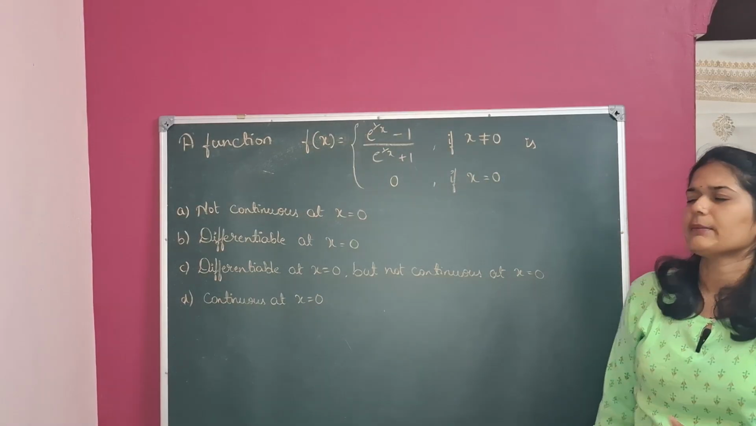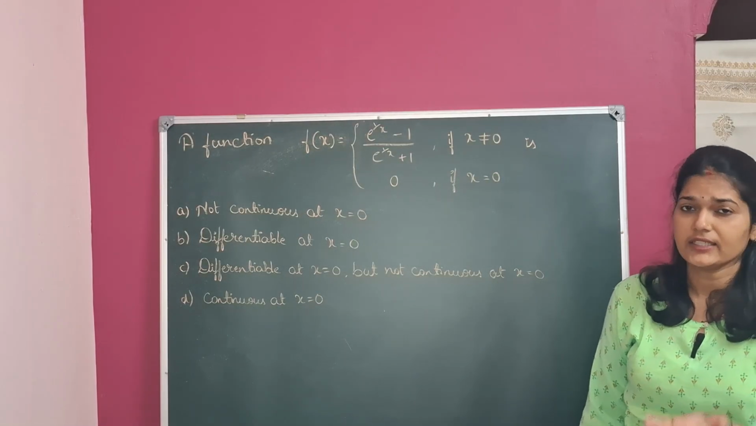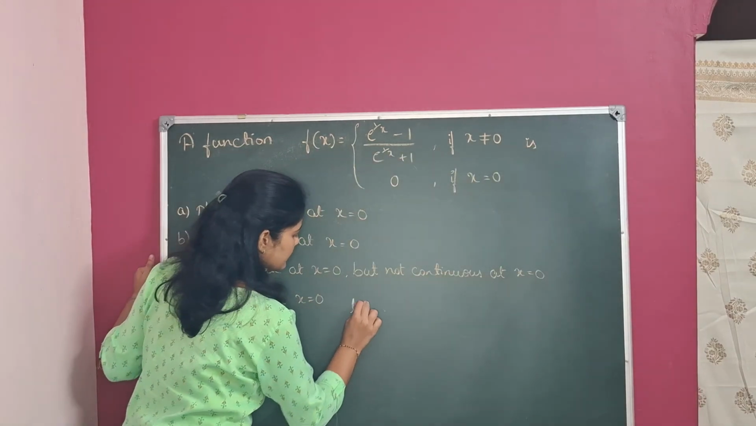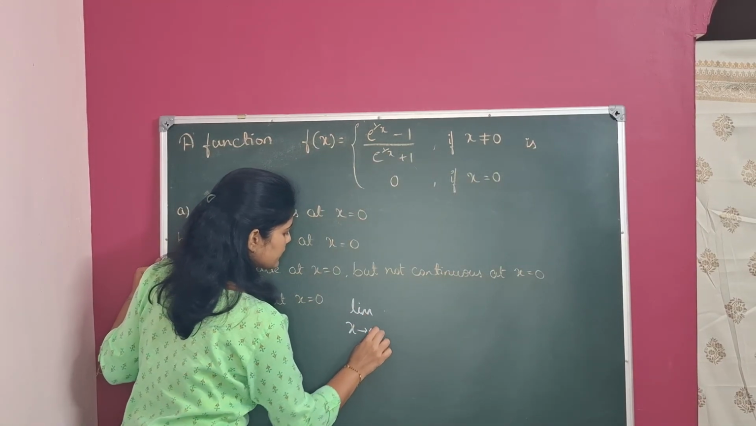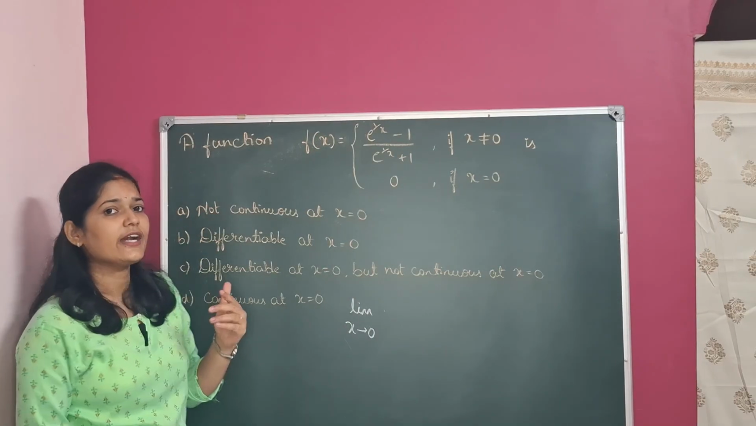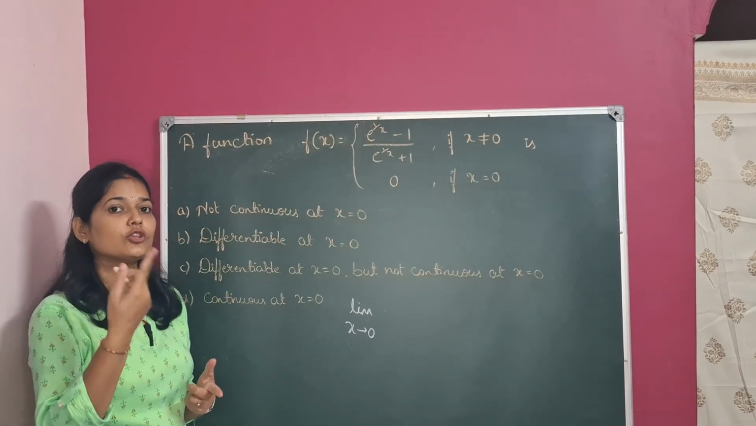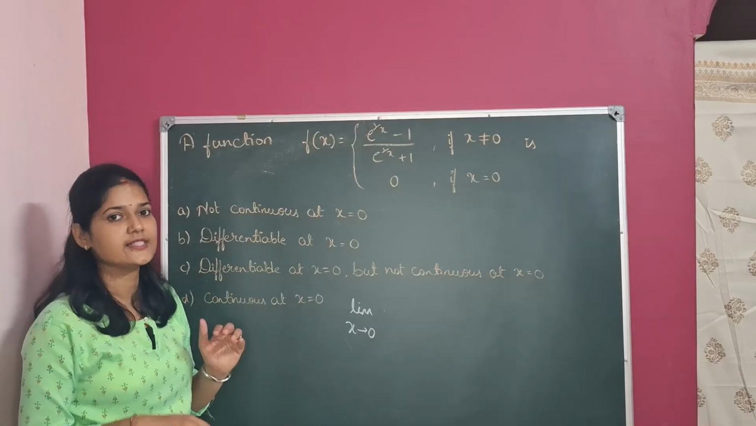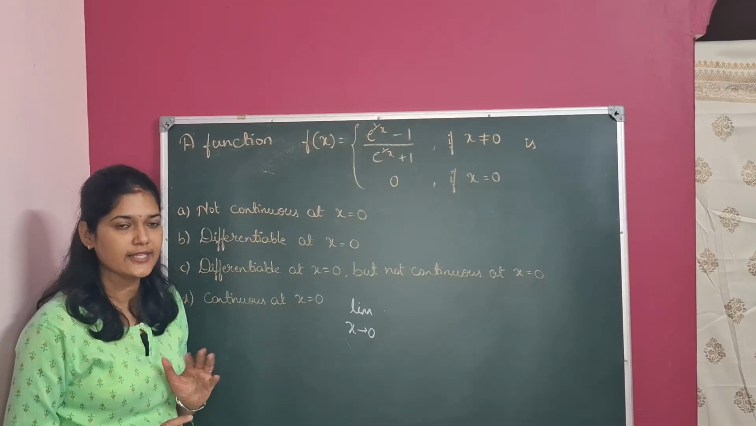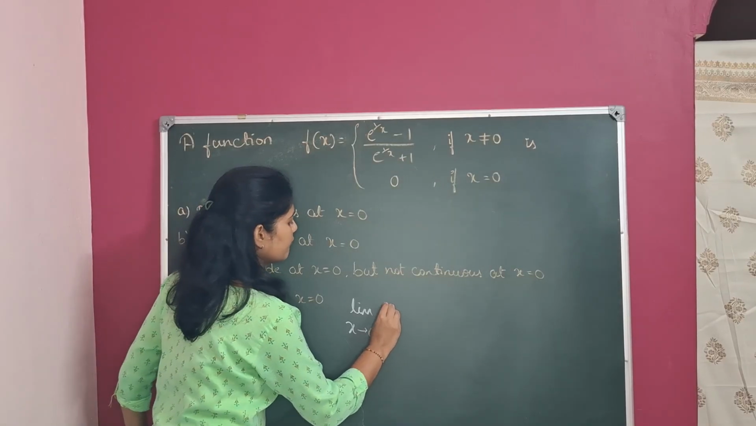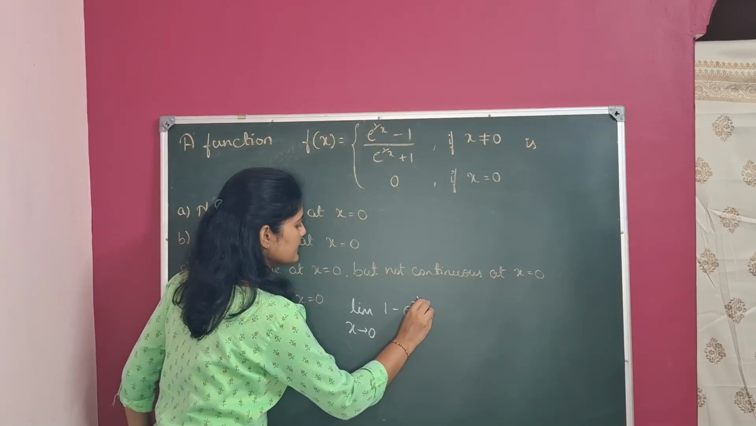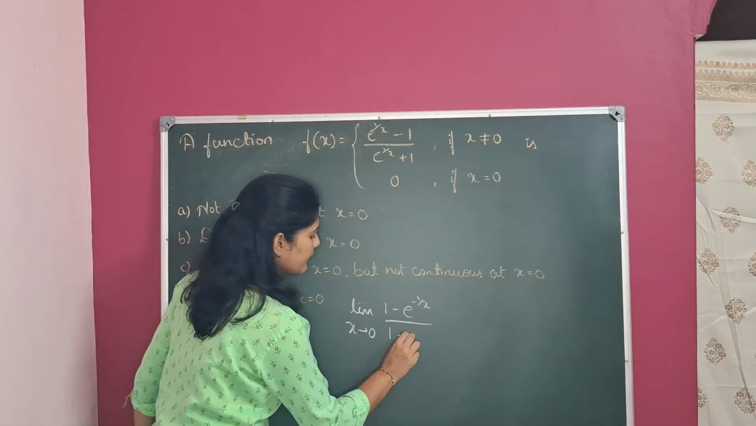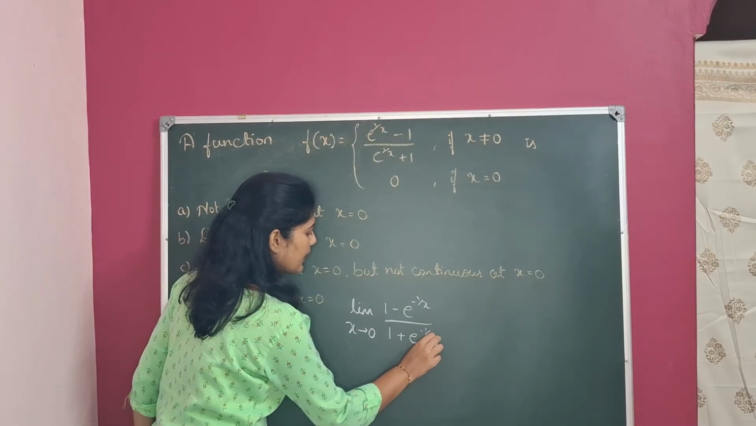If we apply the limit directly, we cannot get the answer. Therefore, we have to simplify the given function. So how to simplify it? Limit x tends to 0. If we divide e power 1 by x in both numerator as well as denominator, then we get 1 minus e power minus 1 by x divided by 1 plus e power minus 1 by x.